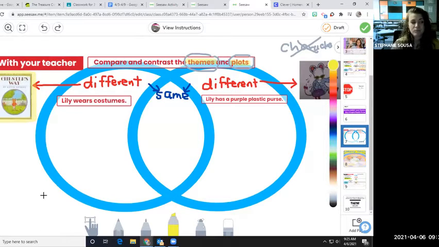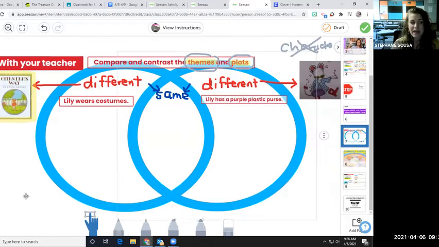Okay? So Lily wears costumes. That's an event in Chester's Way. Lily has a plastic purple purse. That's an event in that text. What's the same? What's something that happens the same with Lily? What's something that Lily does the same, an event that is the same thing? William, what's something that Lily does in the plot that is the same?